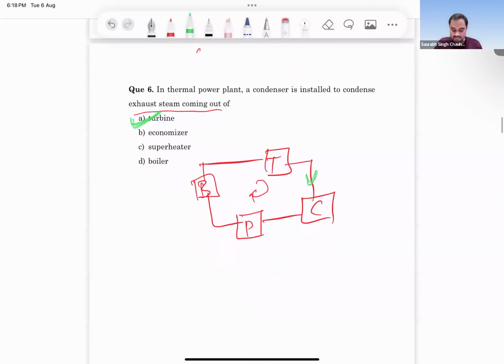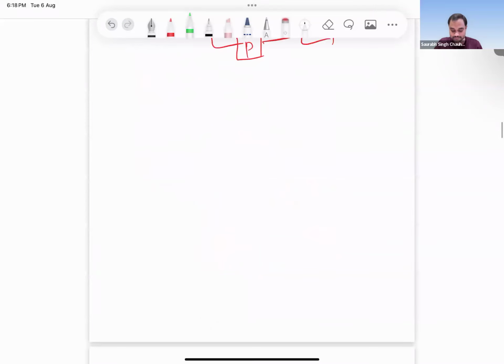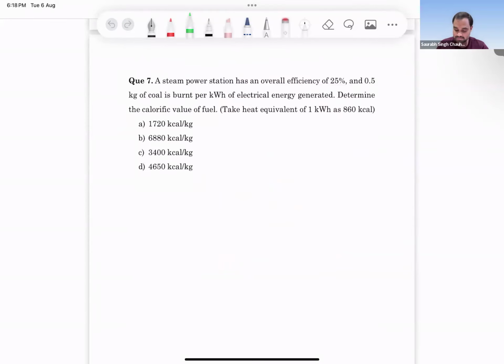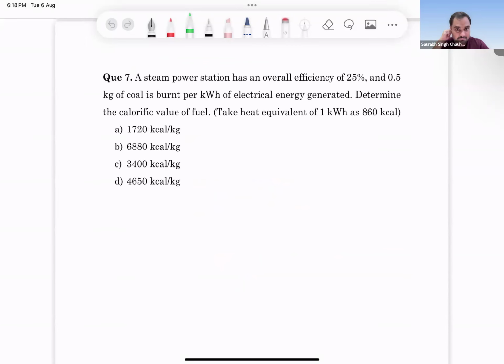Okay, so if any new terms come, then we will discuss that as well. So question 6, I hope it is clear. Question number 7, this is a numerical one. It says that a steam power station has an overall efficiency of 25%, and 0.5 kilogram of coal is burnt per kilowatt hour of electrical energy generated. Fine. We have to find the calorific value of fuel, and we have to take the heat equivalent of 1 kilowatt hour as 860 kilocalorie.